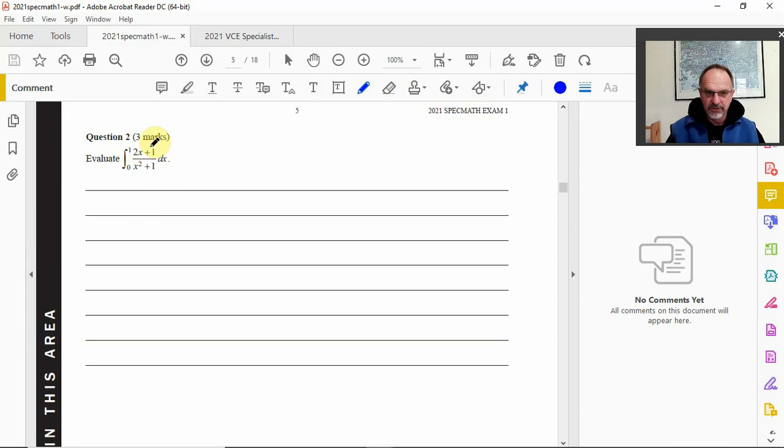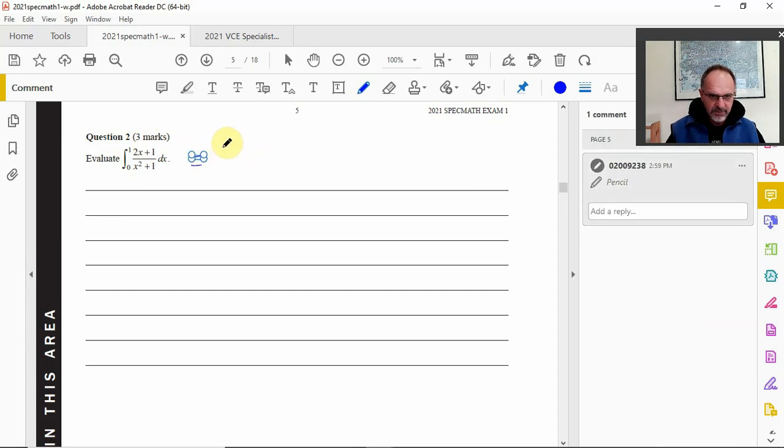So up on the numerator we've got 2x plus 1, so we're going to split it into 2. So we'd go 0 to 1 of the 2x over x squared plus 1 dx, plus the integral of 0 to 1 of 1 over x squared plus 1 dx. All right, and now we're going to go from there.